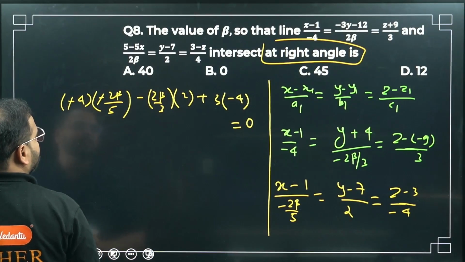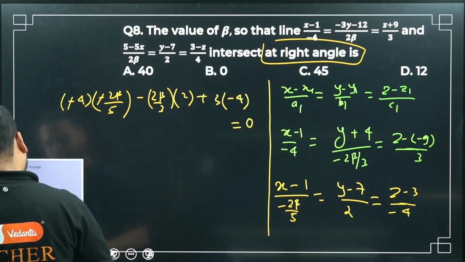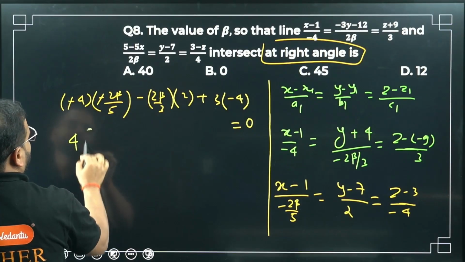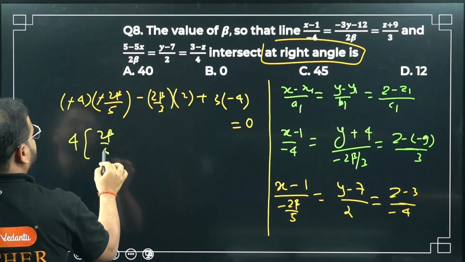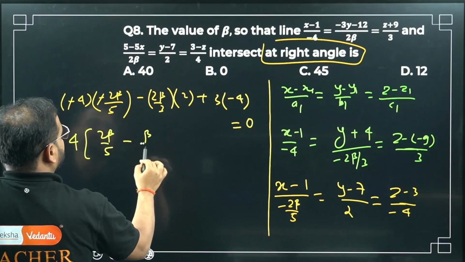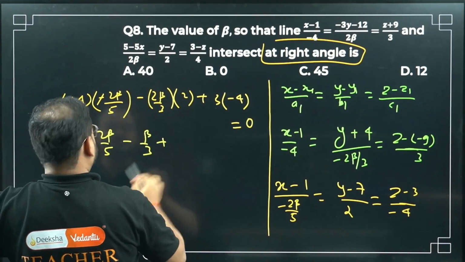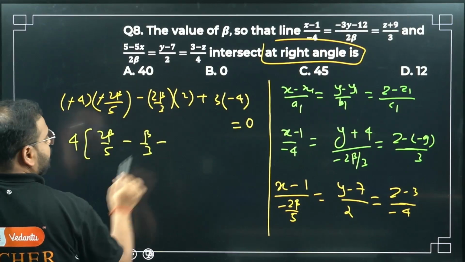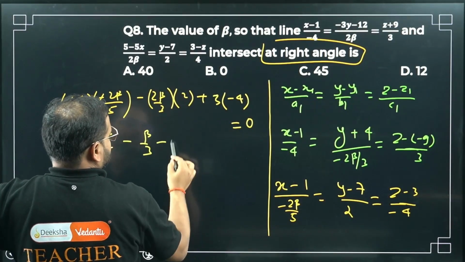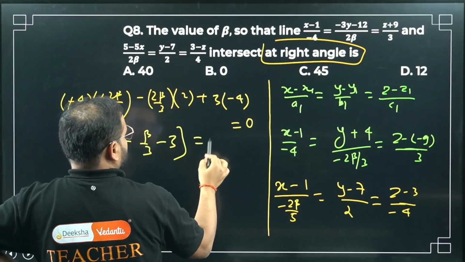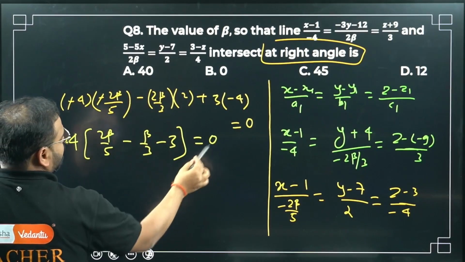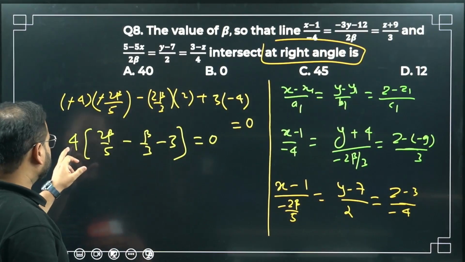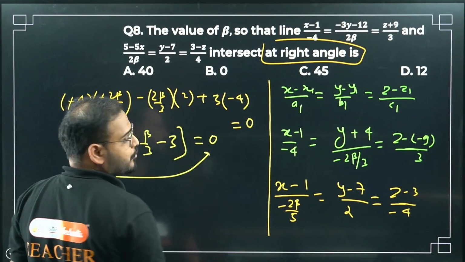One more thing I can do. Divide everything by, or take 4 common. What I get over this side? 2b by 5 minus b by 3 and minus 3. I'm taking 4 common, right? So I have 12 there, right? 4 into 3 is 12. So minus 3 equals to 0. Bring this 4 on this side, it will become 0 by 4, so simply 0.